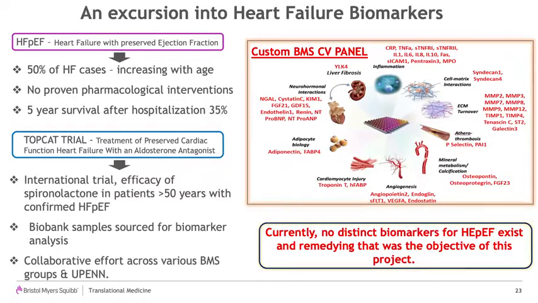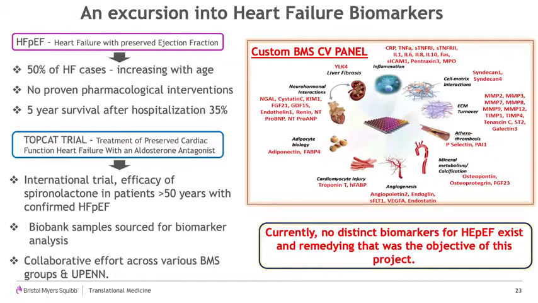The samples for this effort were sourced from a biobank of the TopCat clinical trial that investigated the use of the aldosterone antagonist spironolactone in HFpEF patients older than 50 in an international trial. We obtained these samples through a very active collaboration with UPenn. Ultimately, this trial, like many others before it, failed to meet its endpoint, which was a composite of death, aborted cardiac arrest, and heart failure-related hospital admission.